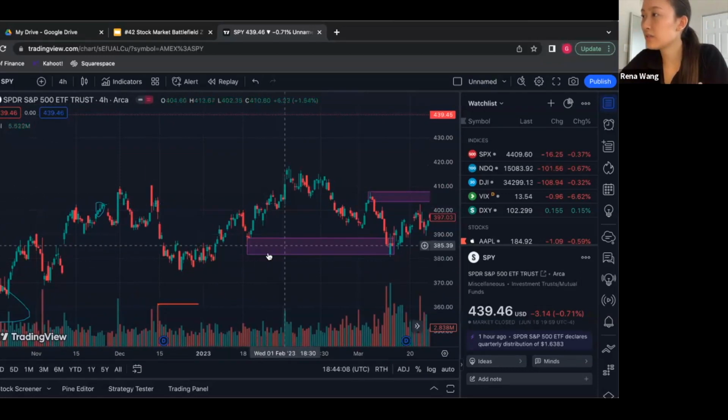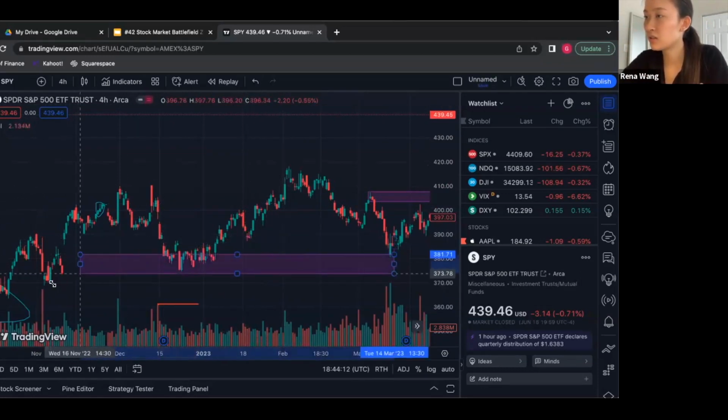I think this supply zone is actually, you can extend this. Hold on.